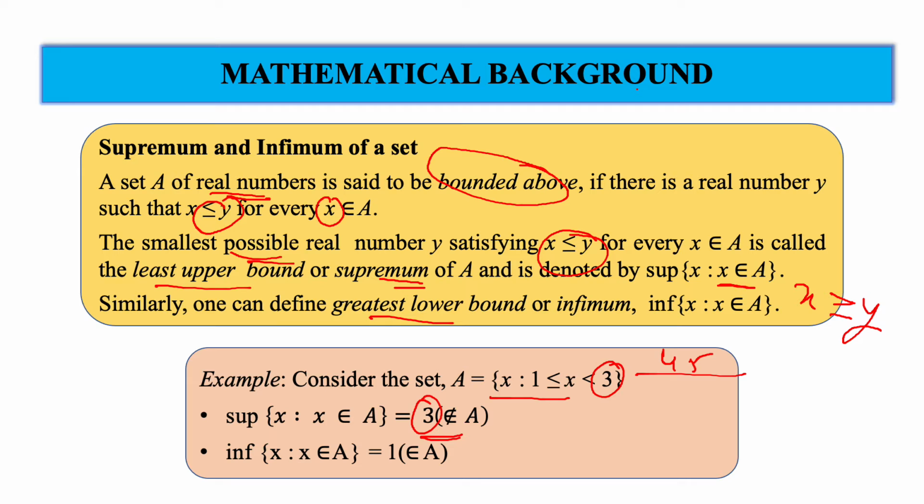And similarly one can define the infimum of this set. It turns out that the infimum, that is the greatest lower bound of the set, is 1. That is, in this case it does belong to the set. So supremum and infimum need not belong to the set, they can belong to the set, depending on the definition of the set.